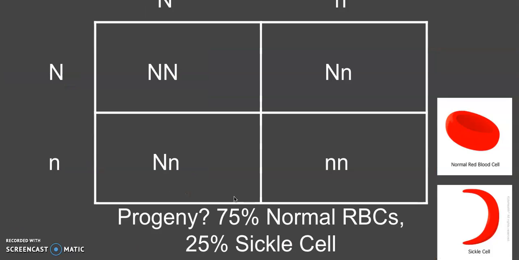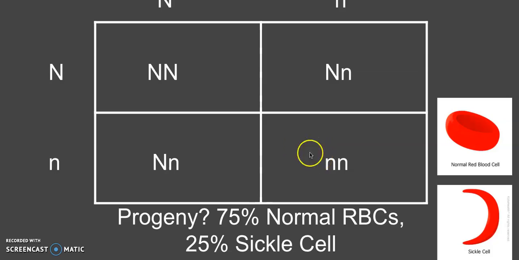So let's look at two heterozygous parents mating. So big N, we have a homozygous dominant. Big N, little n, we have a heterozygous, big N, little n, and we have a heterozygous, and then we have a homozygous recessive.